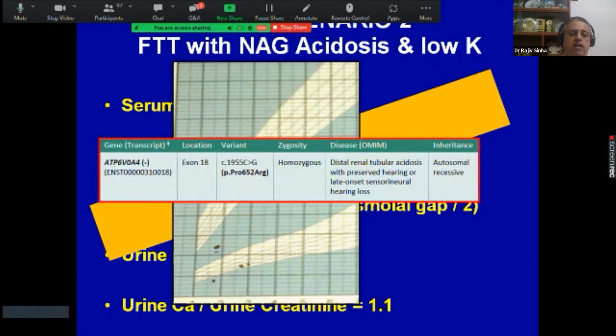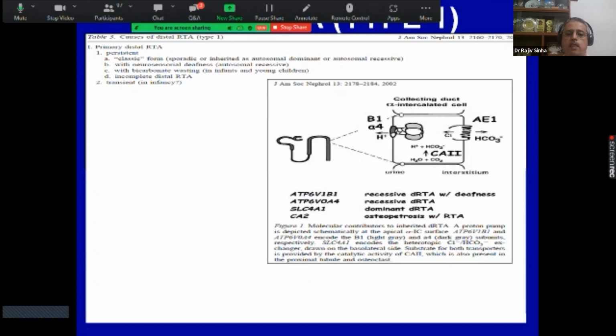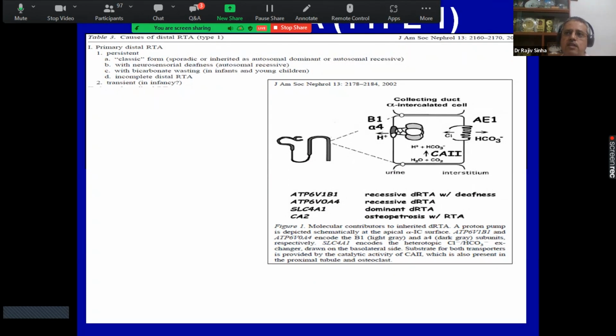And we had a genetic confirmation by ATP6V0A4 mutation, which can also cause sensorineural hearing loss, but this child did not have it, but is on a regular genetic follow-up. So distal RTA, unlike the proximal RTA, most of them are from various causes like cystinosis, Wilson, thalassemia, etc. Distal RTA more commonly is from various mutations.